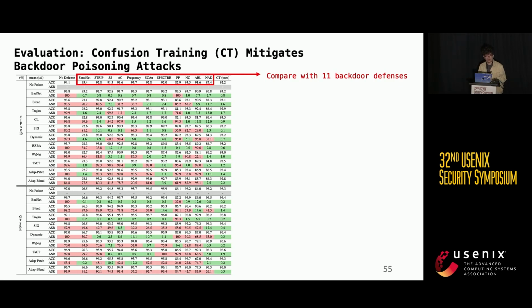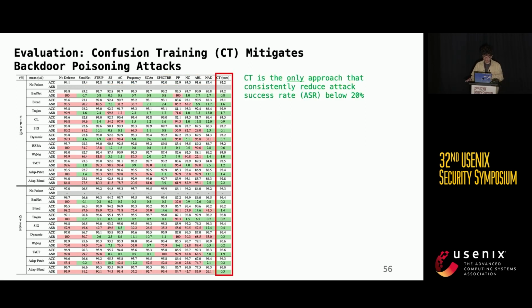And this is really a large table. We compare with 11 backdoor defenses in the literature, to show whether our approach can be better. We find that CT is the only approach that consistently reduces attack success rate below 20%. And in other cases, indicated by the red block, we can see that although these approaches are effective in some cases, they may fail in other cases. That means CT is indeed more robust.